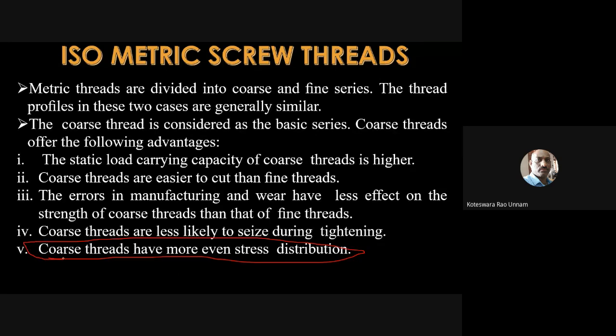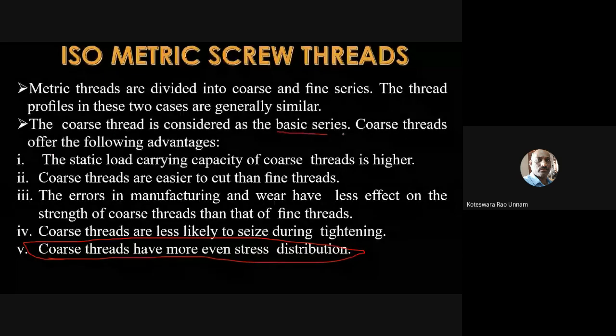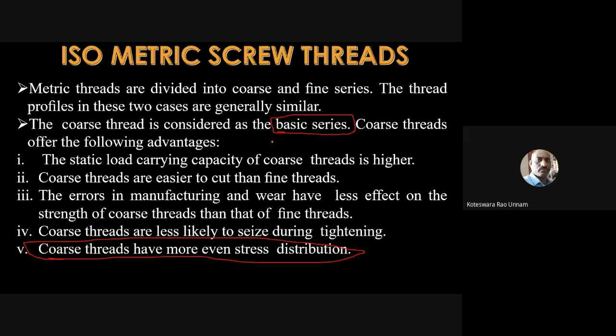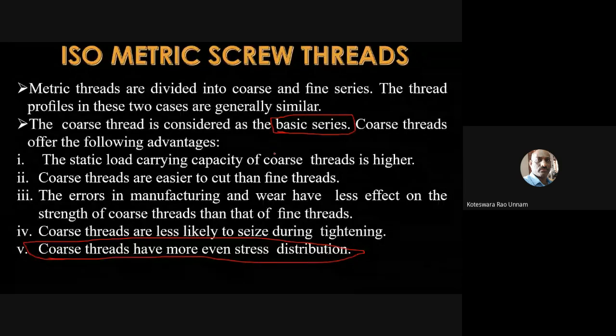Based on this, they are called the basic series. While selecting a thread, if pitch is not the criterion for selection, then we straight away select based on this basic series. You need to select the basic series. How can you know whether this is the basic series, a derived series, or a fine series? I will show you in the data book what the basic series is and what the fine series is. While showing the data book, I'll tell you those things.